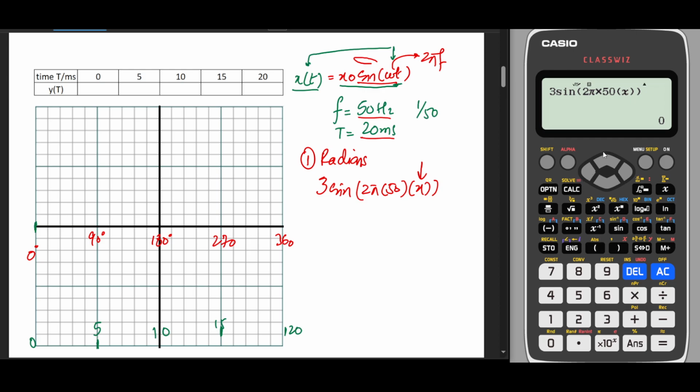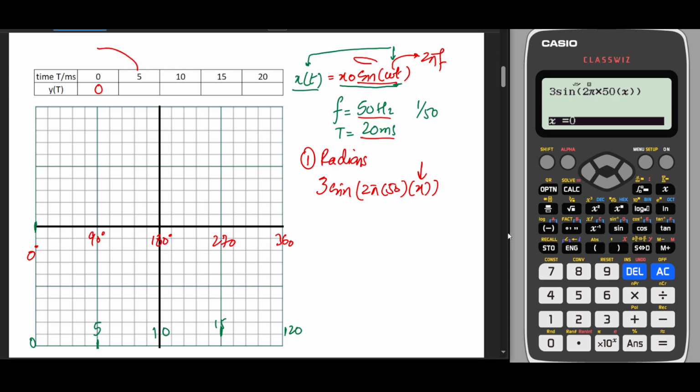So I press calc, and you can notice that I've put in the x over here as the calculator function that I taught in the previous video. I will attach the link for that video as well. And then I press calc, and then I put in the values of my choice. So at 0, I get 0. So at 0 time, the answer is 0. Then I press calc again.